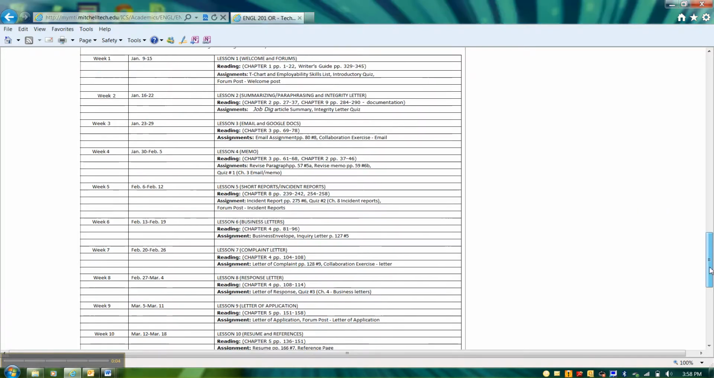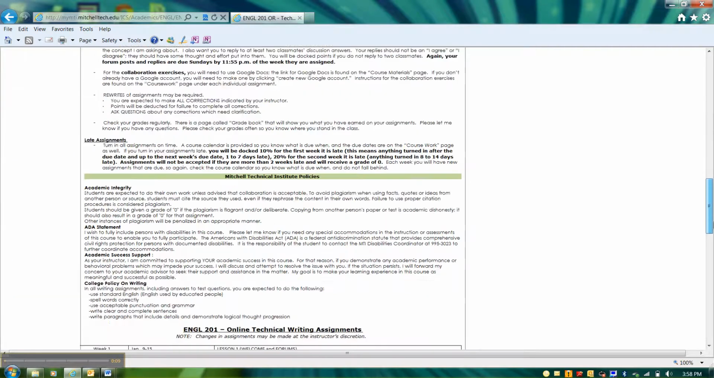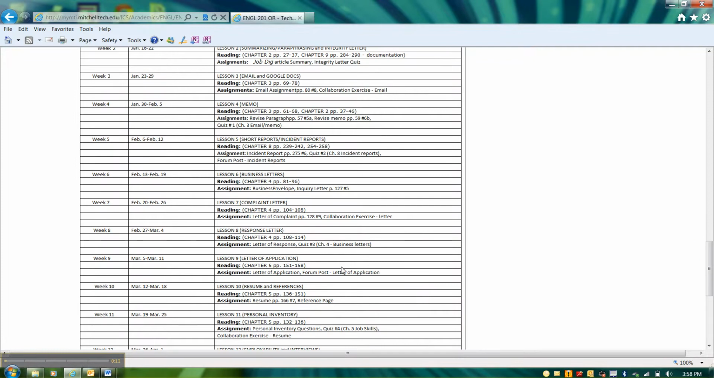I'm here on the syllabus page of my MTI, if you can see where I'm at, and I was scrolling down to the schedule. This is week 6, and we're looking at chapter 4 this week at business letters. There are 2 assignments that you're going to do this week. We'll actually spend the next 3 weeks on letters, and you'll have a quiz over business letters during week 8.